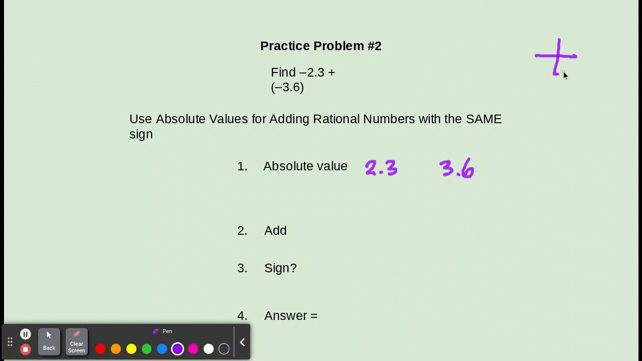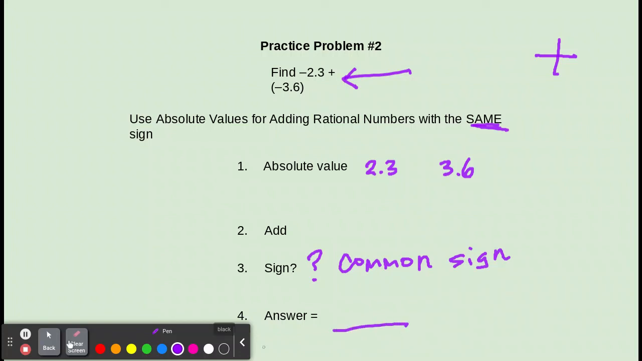Then we're going to add them like we know we do with same signed rational numbers. But what sign are we going to use at the end? That's the common sign. What sign do these two share? So then our answer is something, which I know you can figure out.